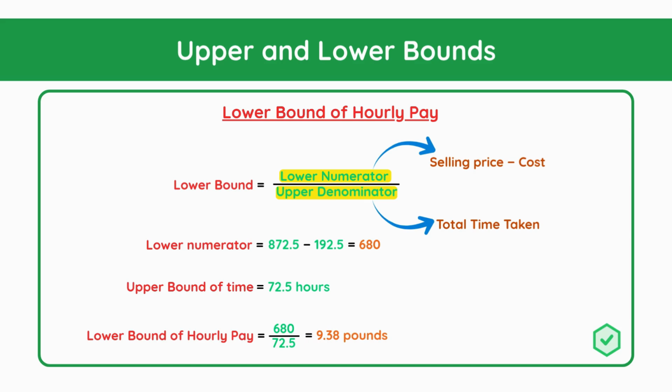Since the lower bound of Ebony's hourly pay is 9.38 pounds, this is definitely more than 8 pounds and 20 pence. Therefore, we can conclude that Ebony's hourly pay is definitely greater than 8 pounds and 20 pence.